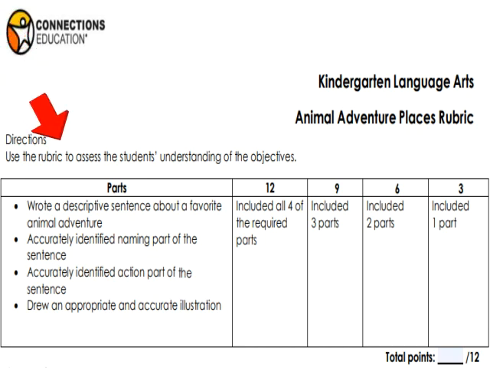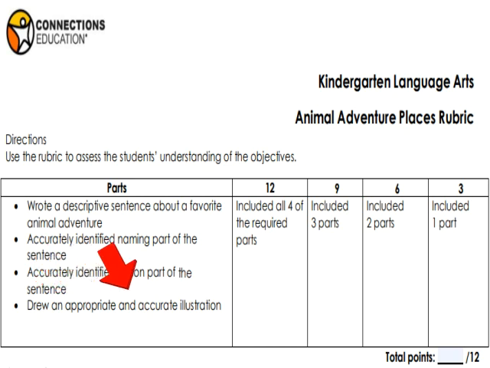Our rubric says, the student wrote a descriptive sentence about a favorite animal adventure. So if you've read a few stories about animals, mice and rabbits, now you're going to write a sentence about one of those animals. The student accurately identified the naming part of the sentence, that's the noun or who the sentence is about, and accurately identified the action part of the sentence. That's what the animal is doing. So what are they doing in your picture?